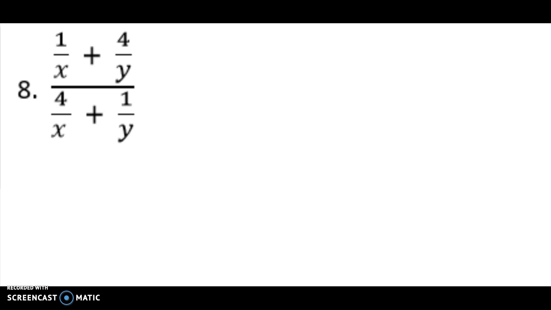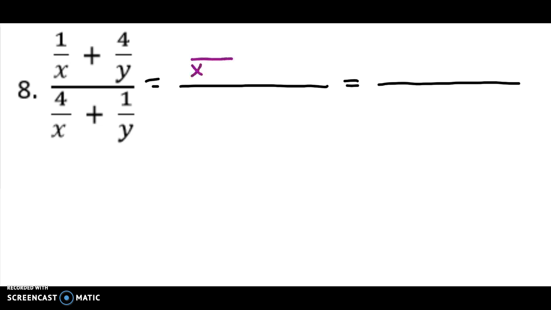All right, but since we have the plus signs in the numerator and denominator, the first thing we're going to have to do is find a common denominator. So let's look at just the numerator first. We have an x and we have a y in our denominators, so our common denominator is going to be xy. So I'm going to rewrite this with xy in my denominators.